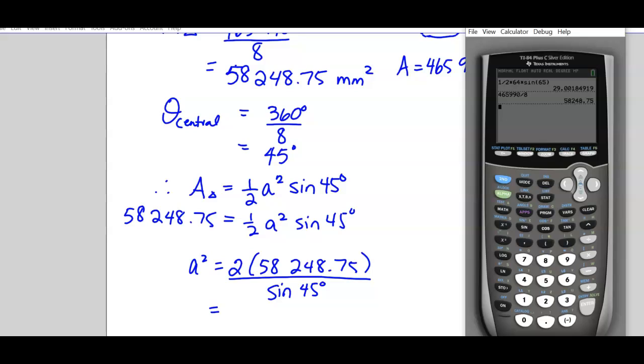Okay, can I just do this with exact value? Yep, you can. Remember what sine of 45 is as an exact value. You can do that, or you can just enter it in your calculator. So I've already got the area times 2 divided by sine of 45.